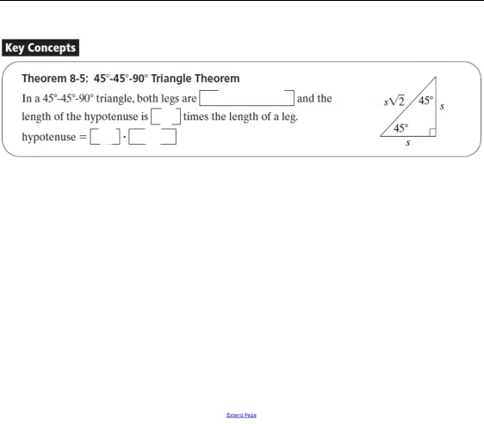Lesson 8.2 is titled Special Right Triangles, and specifically we're going to look at two types of right triangles and some of their properties, just to use as a little shortcut. They're triangles that we come across often, so they're going to be very helpful in the long run.